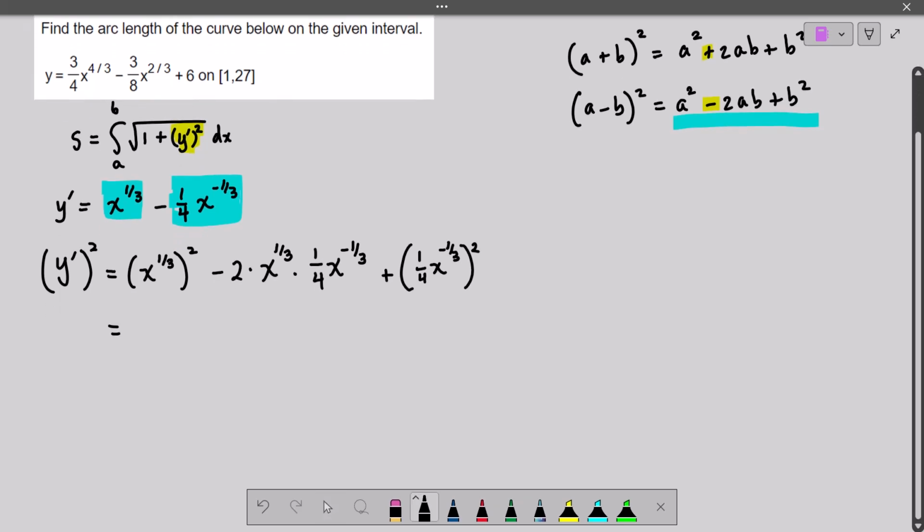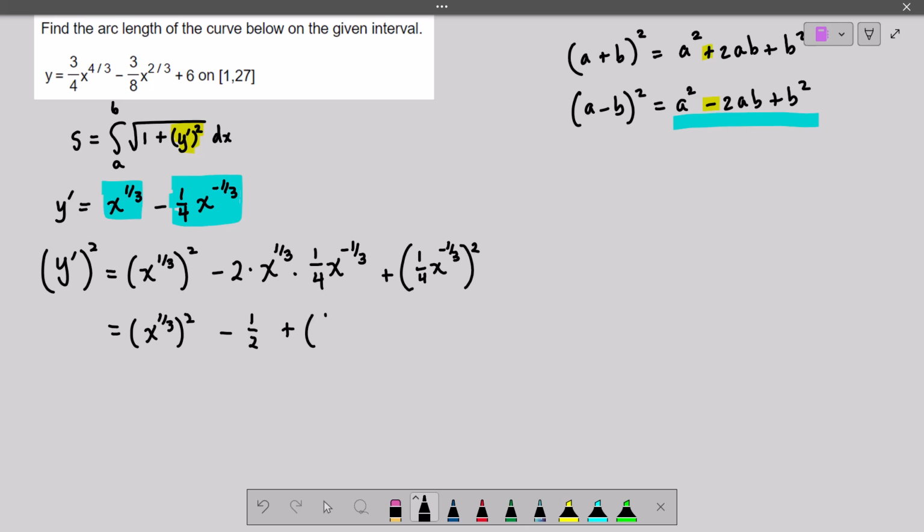So we're going to leave this as it is, x to the 1/3 quantity squared. And this middle term is the only thing we want to simplify. And notice that it all simplifies to negative 1/2. We'll leave that term alone. All right, everybody see that that simplifies to minus 1/2. x to the 1/3 times x to the negative 1/3 is 1. 2 divided by 4 is 1/2.